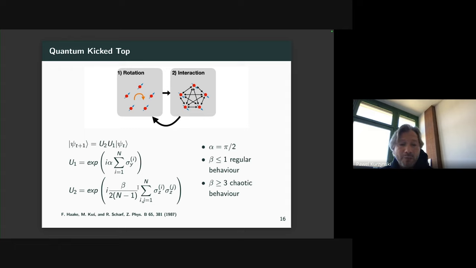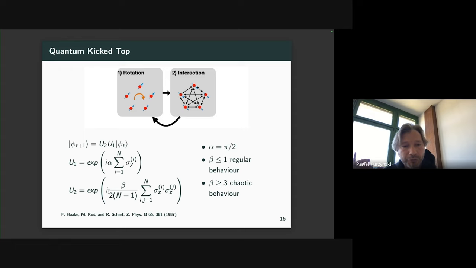And basically, this multi spin 1/2 system is what people usually consider when they speak about the quantum kicked top. Maybe first let me describe the system. So we have this n qubit system, and there are two different stages of evolution. Each stage is unitary. The first stage, described by the operator U1, is just the rotation of each qubit by the same angle alpha about the y-axis. So this is the first stage, a simple evolution.